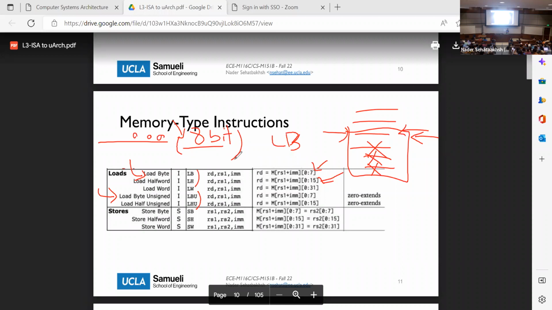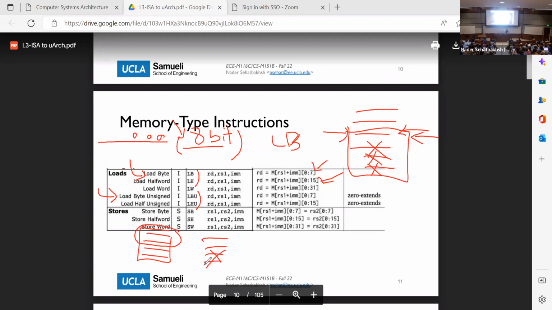Oh, for the load byte, you mean? So the question is about load half word. If you look at the memory like this, and let's say you have lines 0, 1, 2, and 3, load half word says I'm just going to keep these first two lines. I'm still going to read all four, but I don't care about the other two. I'm just going to keep these two.